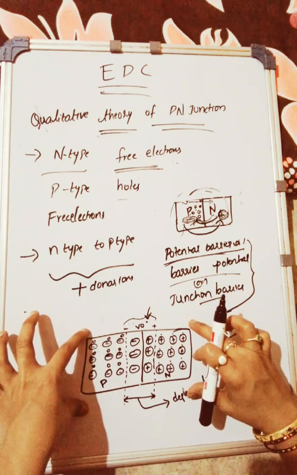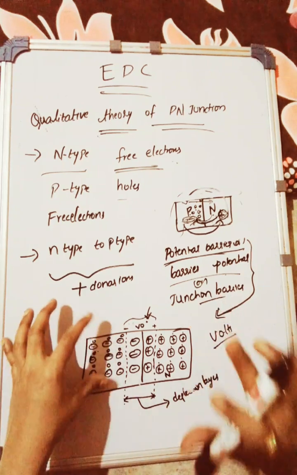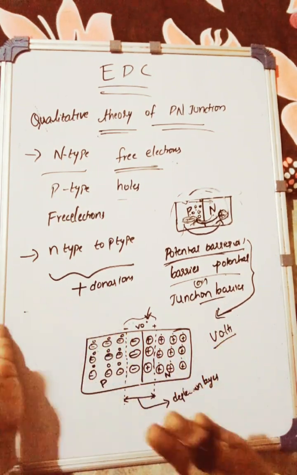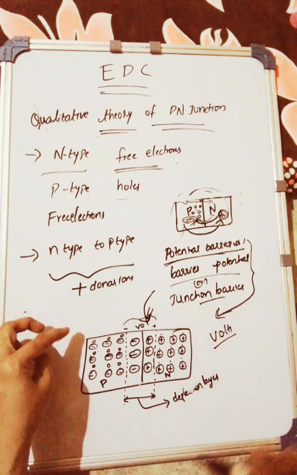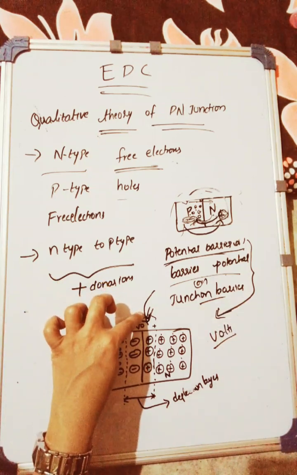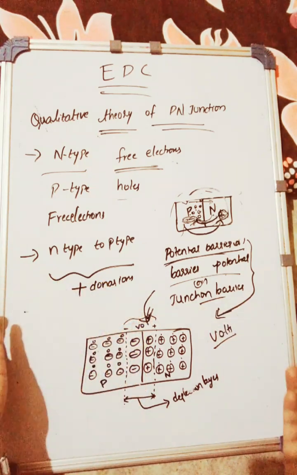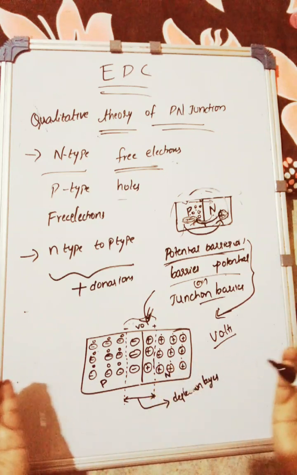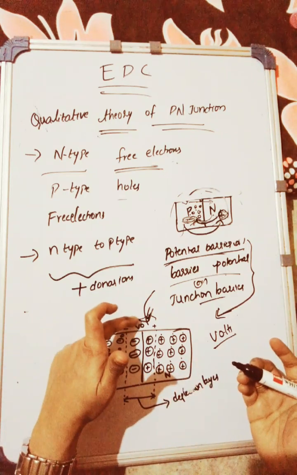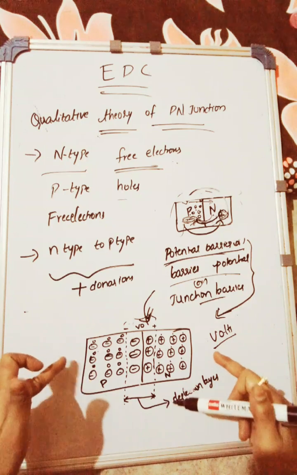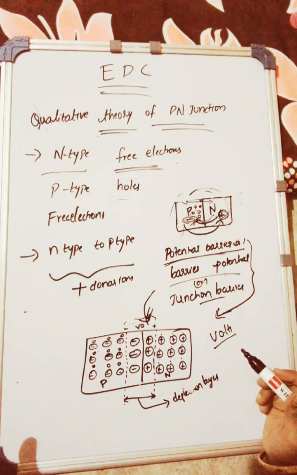This potential barrier can be increased or decreased by applying an external voltage. If we apply more voltage across this junction, the barrier is more, and the concentration of electrons and holes is more. If we apply less voltage here, automatically it will reduce.